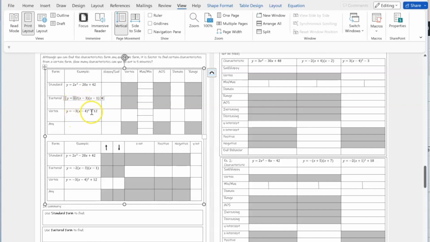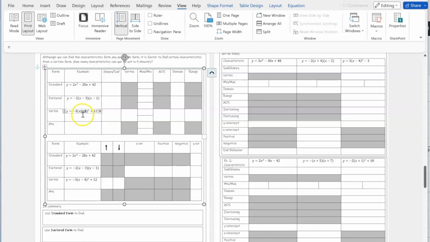This is sad. From vertex form is where you can get a lot of your characteristics. As you can see, it's not x'd out or colored out all of here, right? So from vertex form, you can get a lot of your characteristics. All right, so I can get if it's happy or sad. So right here, it's negative, so it's sad. And then I can pull out my vertex from here.